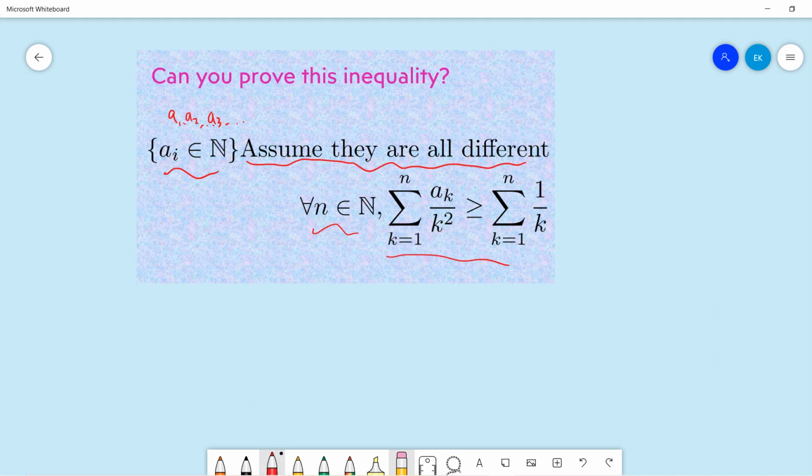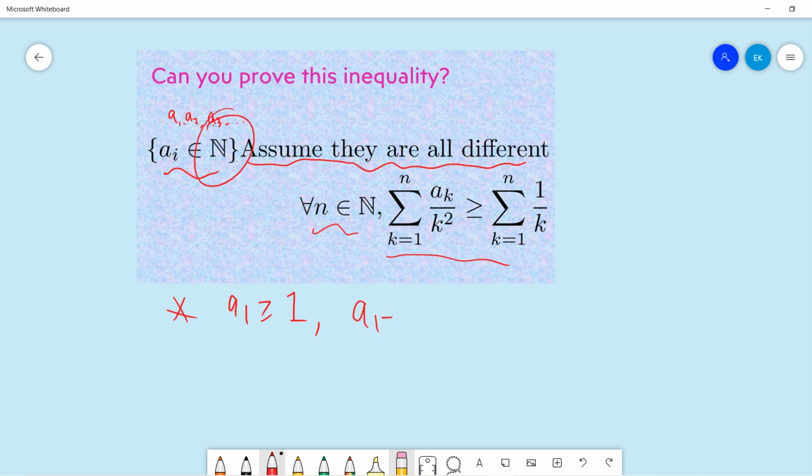Okay, so this problem looks a little bit strange, right? So you need to guess how to do this. Let's make an observation. Since they are all different, what is the lower bound for a1? a1 should be greater or equal to 1, because a1 is a positive integer.